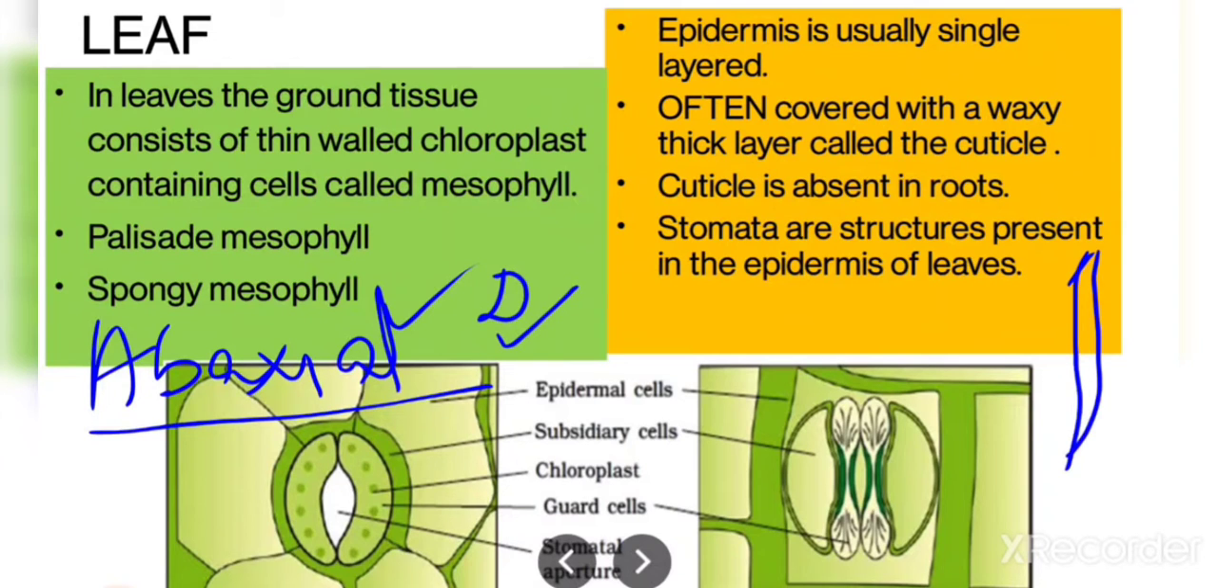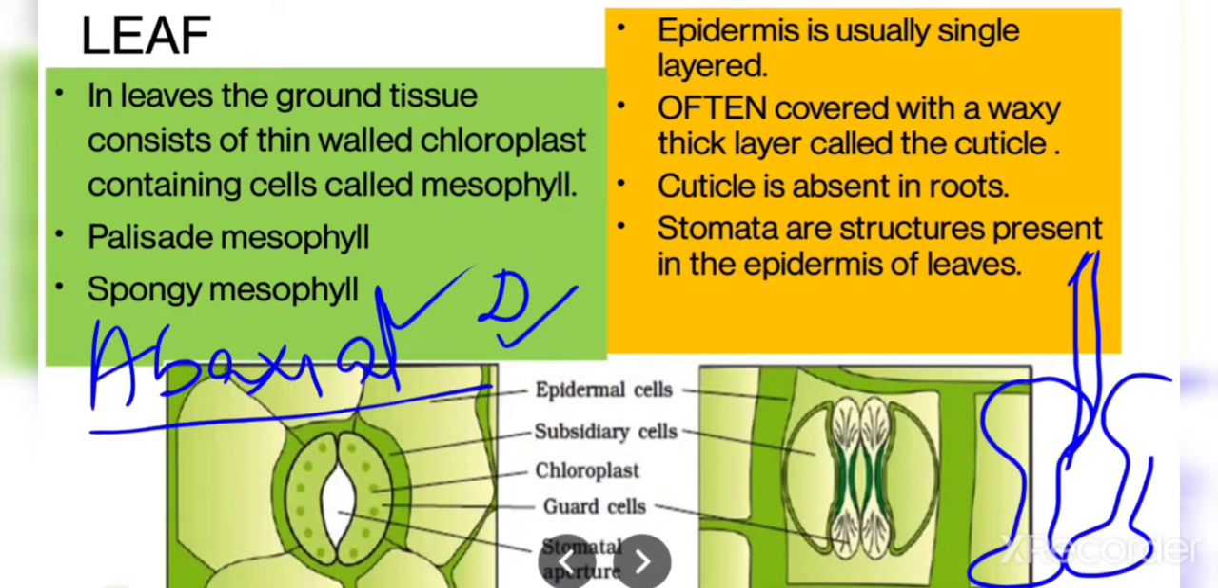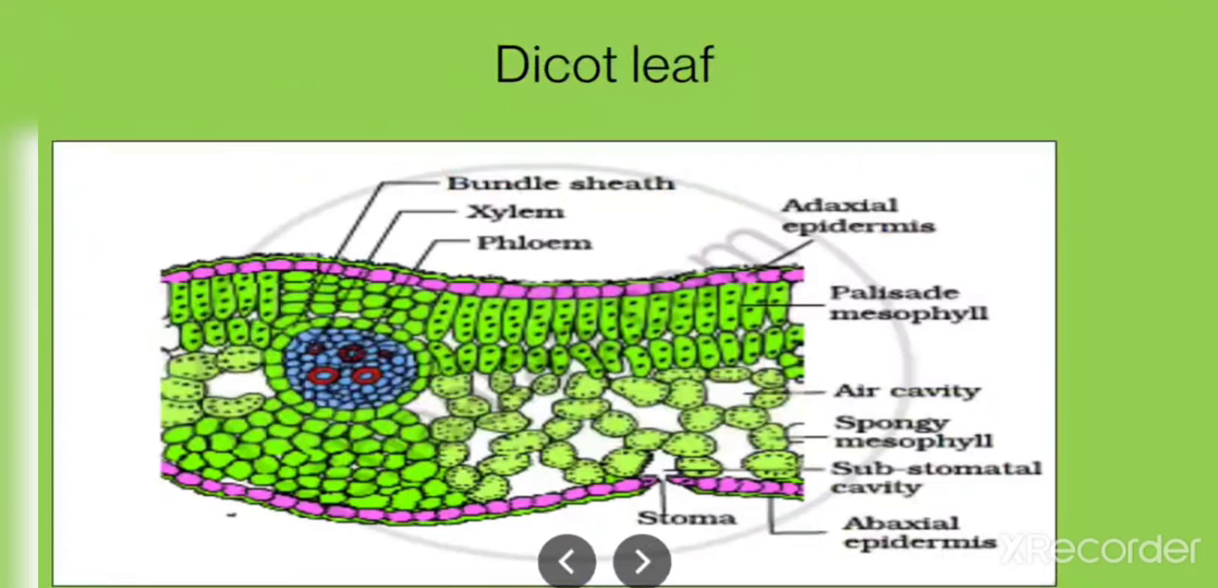Whereas in case of the monocot plants, the guard cells become dumbbell shaped. So this is going to form a basic difference between the monocot leaf and the dicot leaf. Coming to the next slide, this slide shows you the gross anatomy of a dicot leaf.